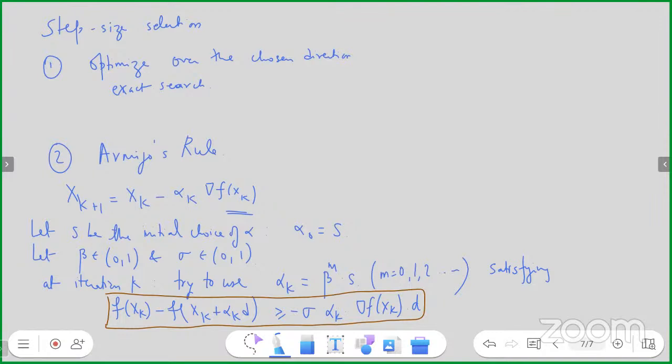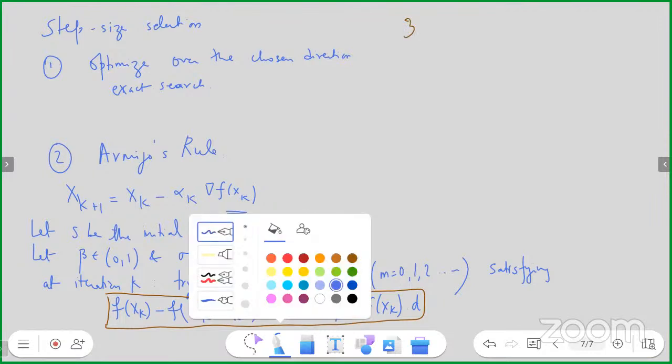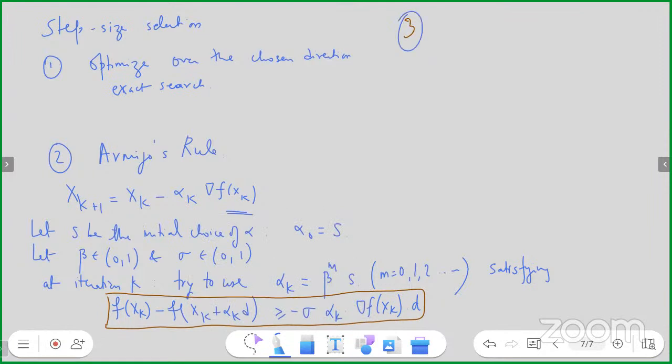Other options: another option is something like diminishing step sizes, where alpha k is decreasing, but the summation of alpha k is unbounded. This also works. So for example, 1 by k.